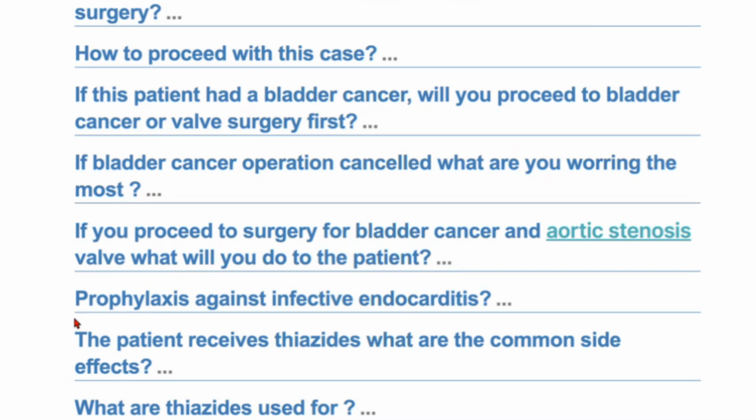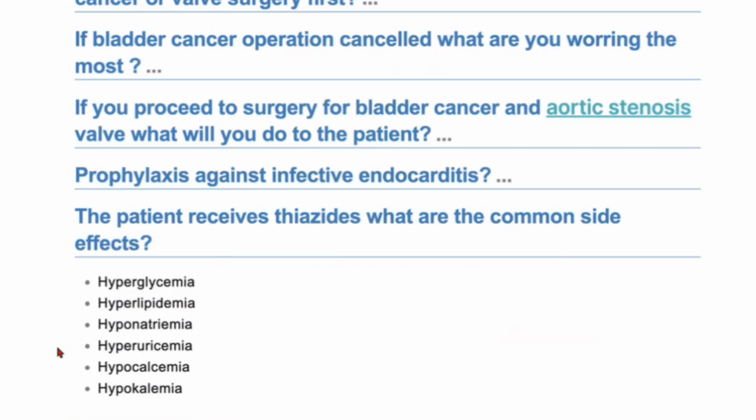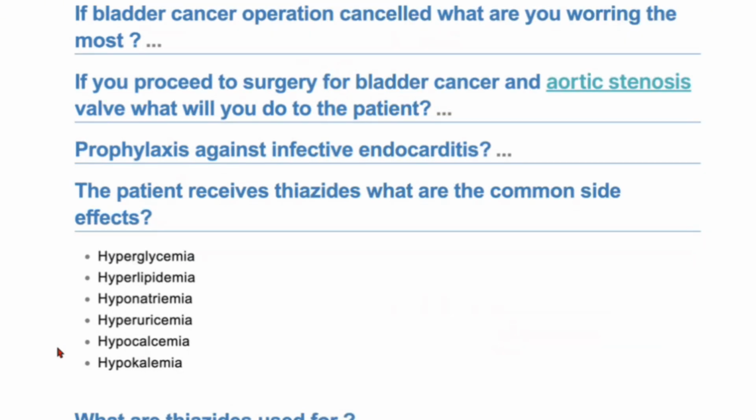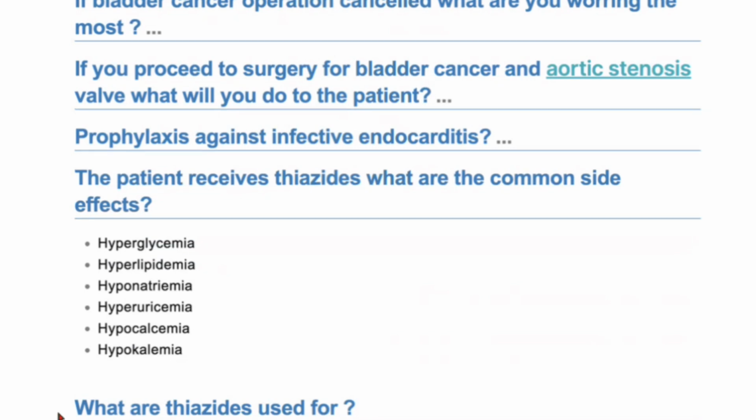The patient received thiazides. What are the common side effects of thiazide? So the common effects of thiazides are hypovolemia, hyperkalemia, hypocalcemia, and hypomagnesemia. Yep. And I think you pretty much mentioned this, but what are the thiazides used for? So thiazides are used for heart failure. They typically act upon the distal convoluted tubule and prevent the reabsorption of sodium and therefore water through osmolarity. But their mainstay in treatment is for heart failure.